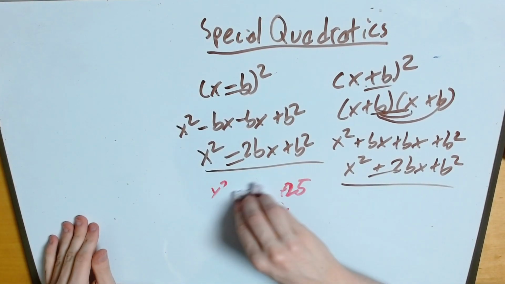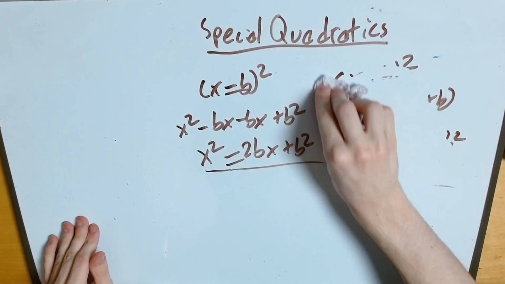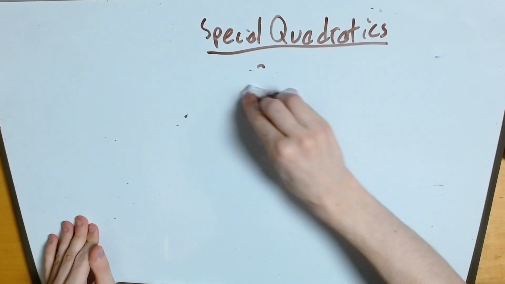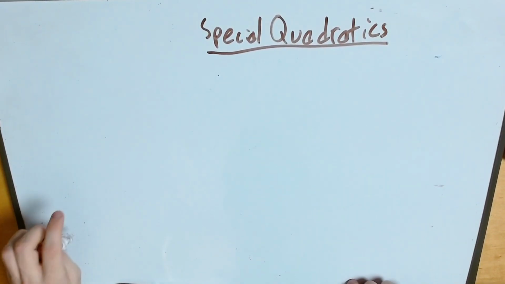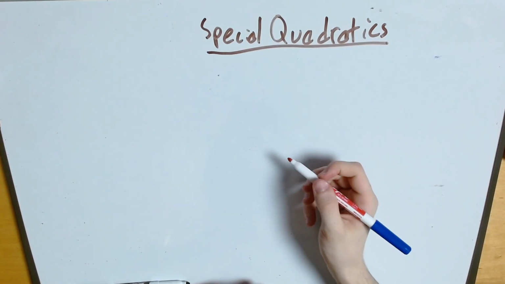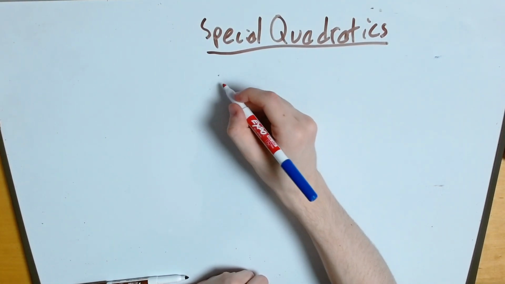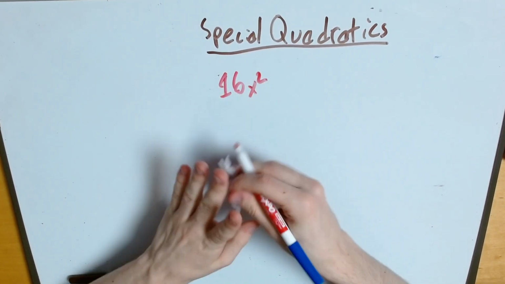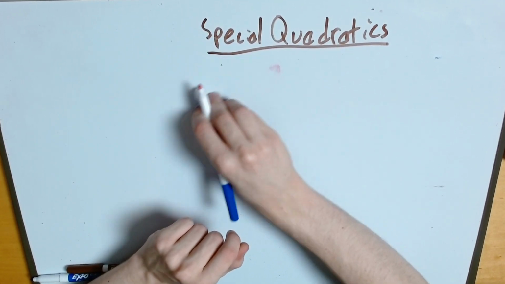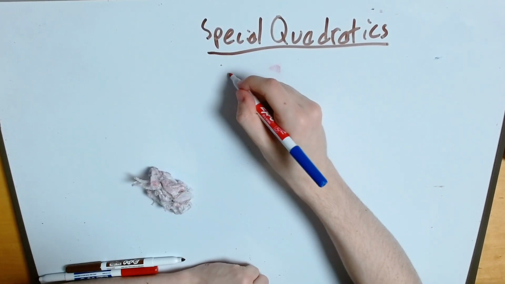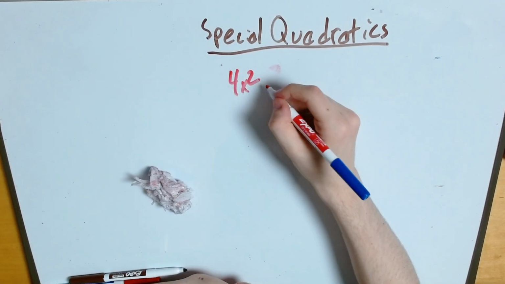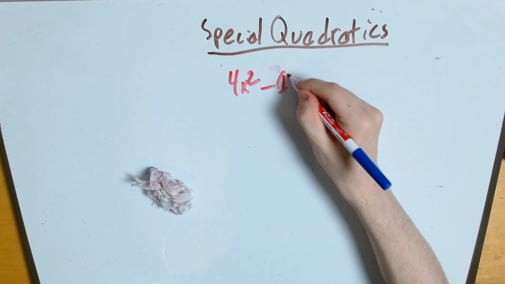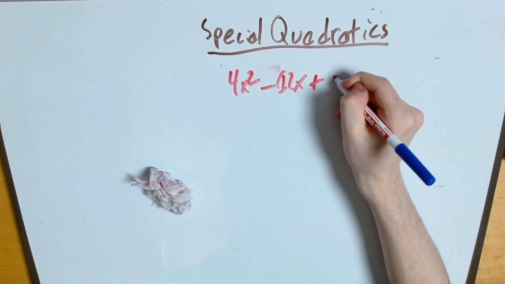Now, finally, we can apply this to even more complex quadratics, ones with a term on the x squared. And that may seem scary, but it's actually extraordinarily helpful. If we have something like 16x squared, actually let's do a smaller number. Let's say 4x squared minus 12x plus 9.